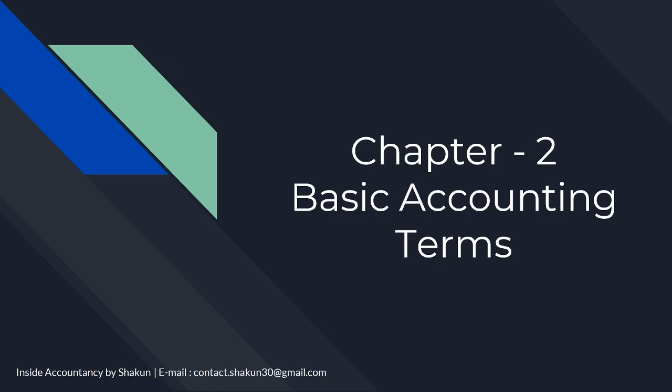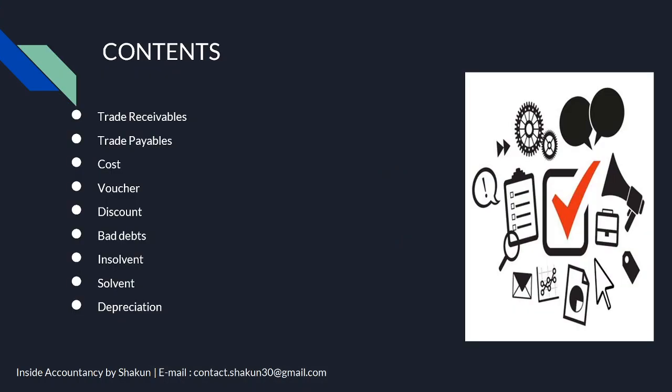Today we'll be talking about Chapter 2 Basic Accounting Terms. The contents of this video are trade receivables, trade payables, cost, voucher, discount, bad debts, insolvent, solvent and depreciation. These basic terms are very important because they are the base of accounting, and for a student of accountancy, it is very important to understand the meaning of all these terms.